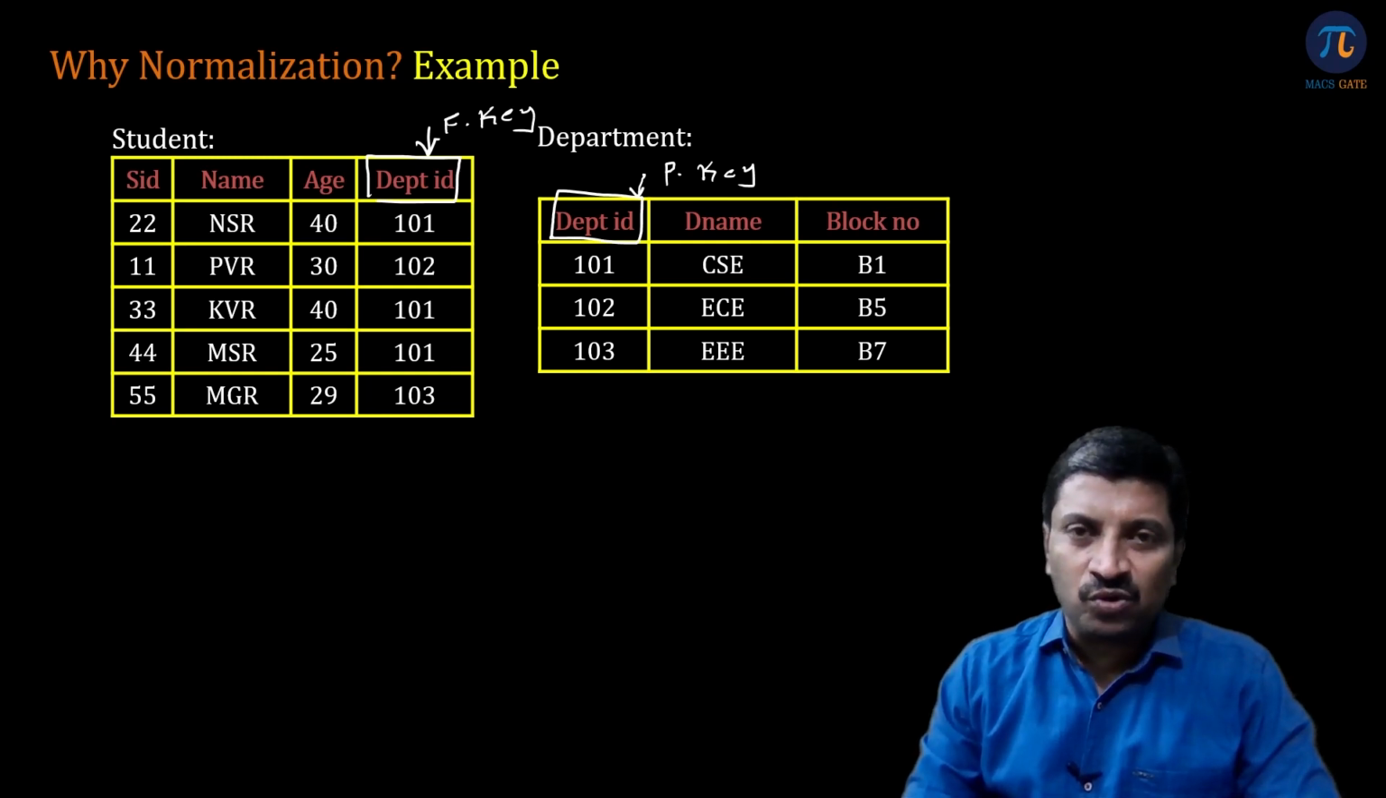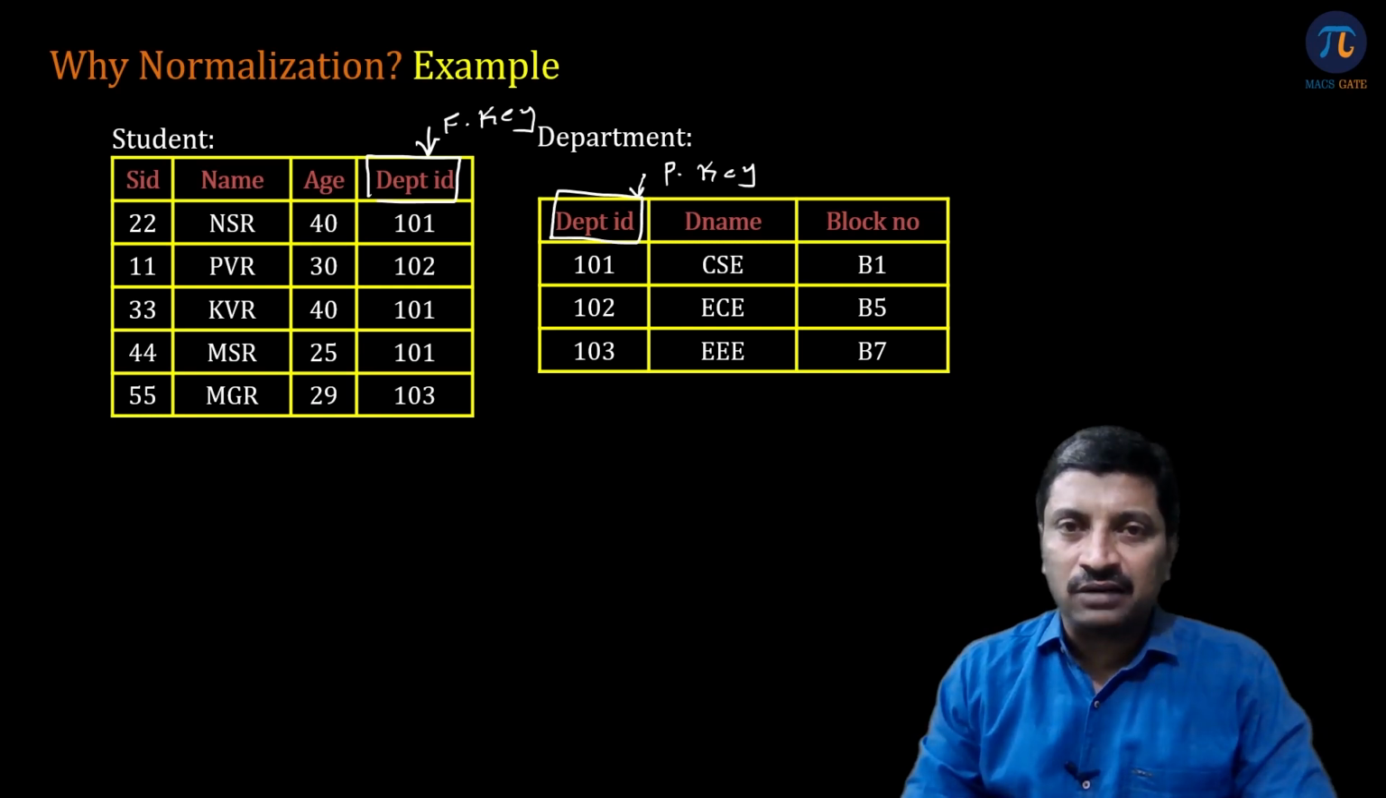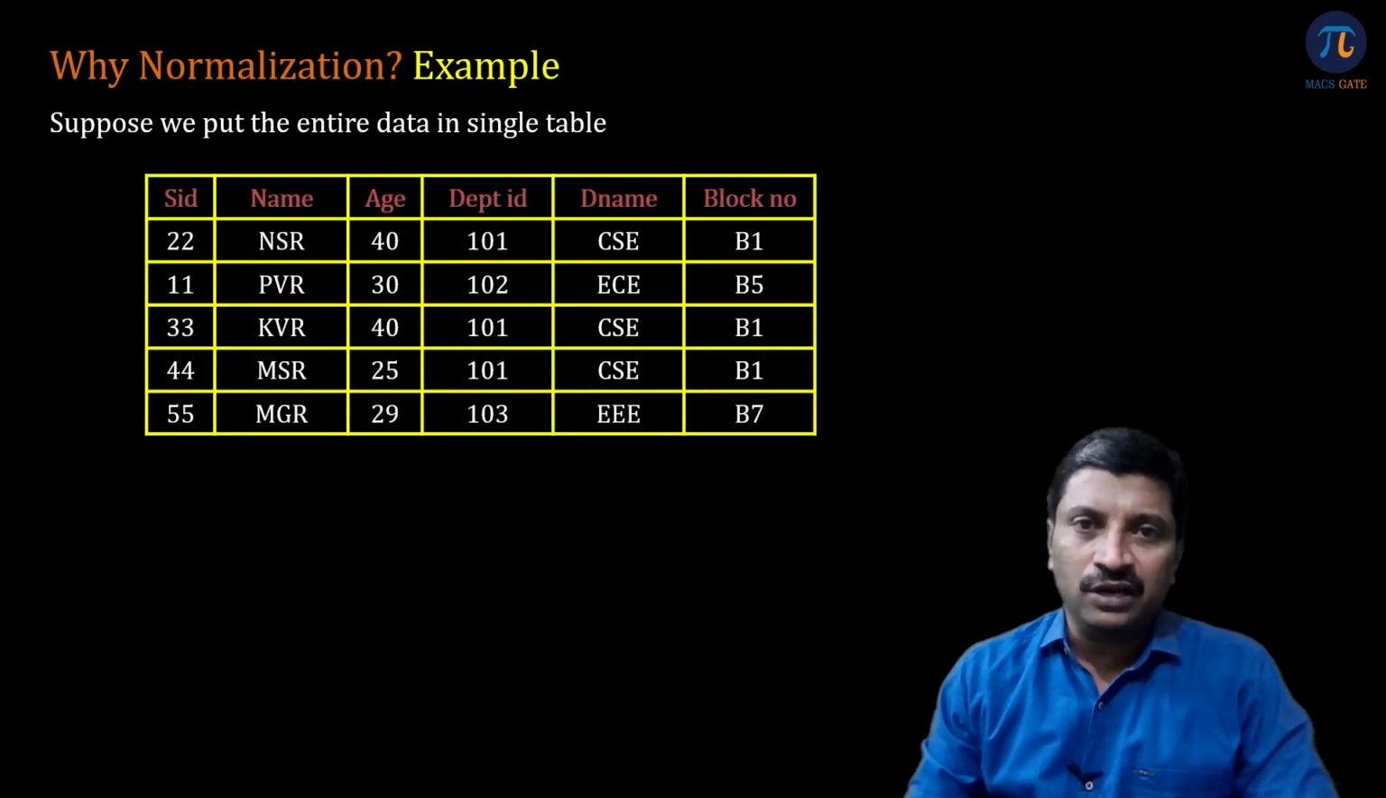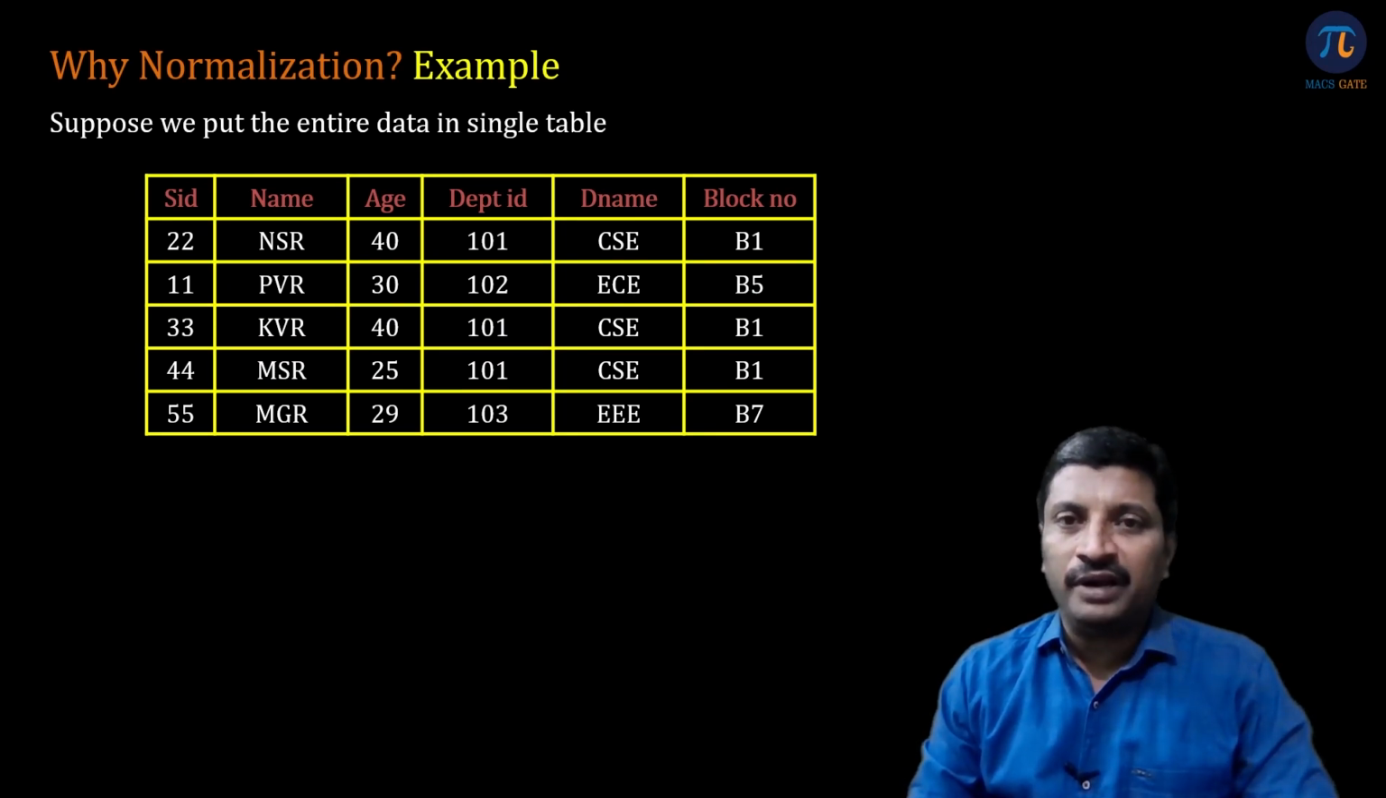This is the scenario when we store the data in two relations which are linked via a foreign key. Instead of this, suppose we put the entire data in a single relation. Then it looks like this. So we have a relation with 6 attributes: student ID, name, age, department ID, department name, and block number.